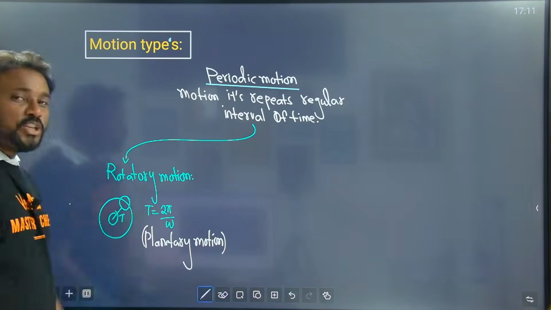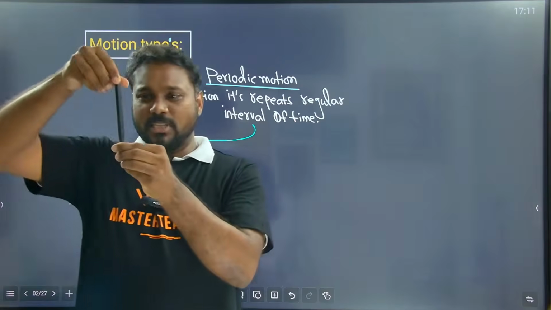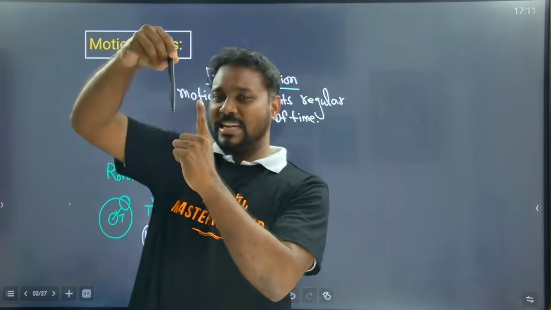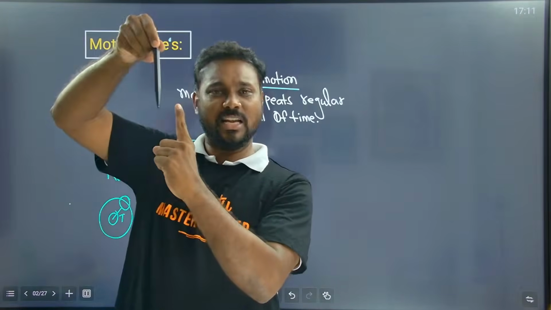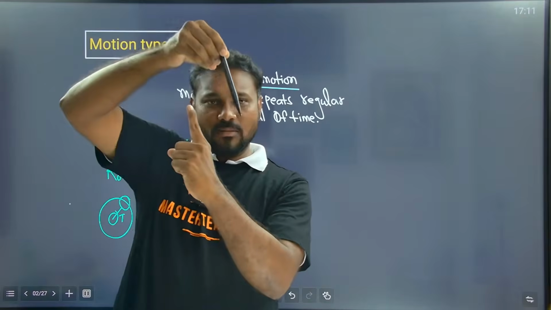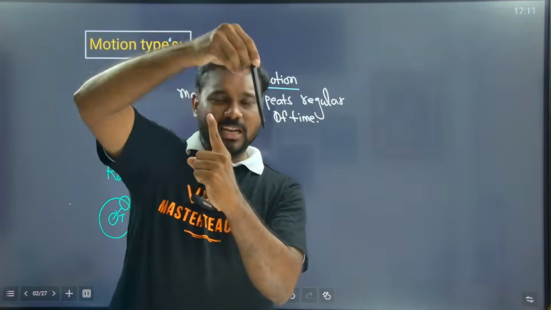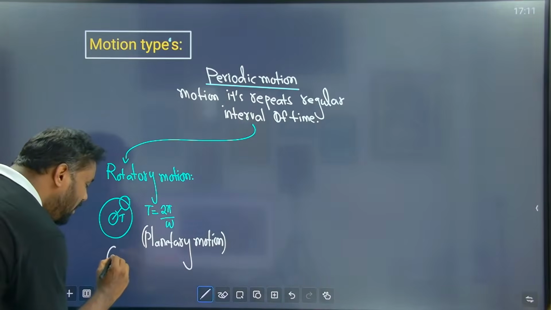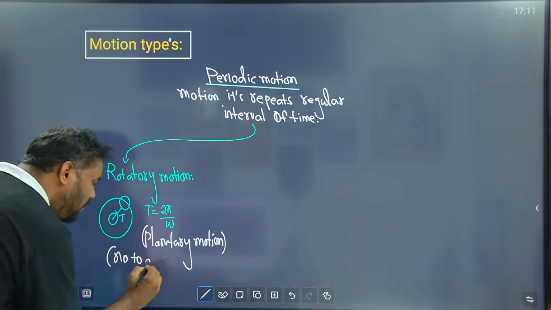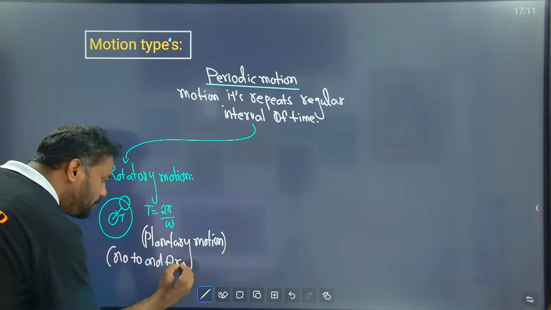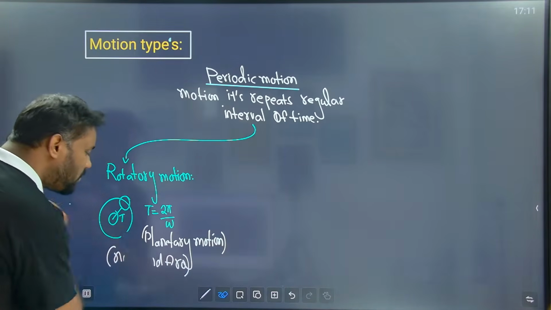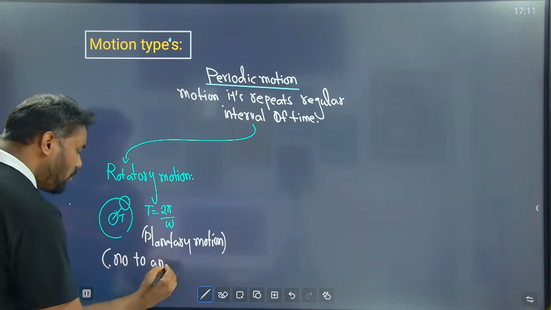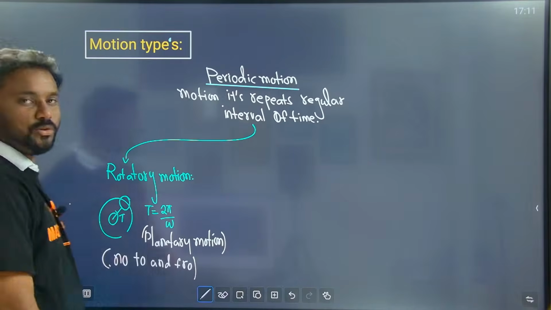Very important thing. Suppose I take this planetary motion. It starts here, the sun is here, and it starts and comes here again. It never retraces the same path, right? It completes a full round, and then it will start from the same point again. Is it clear? It does not exhibit to and fro motion. Very important thing, no to and fro motion. Planetary motion has no to and fro motion. You have to know this clearly.